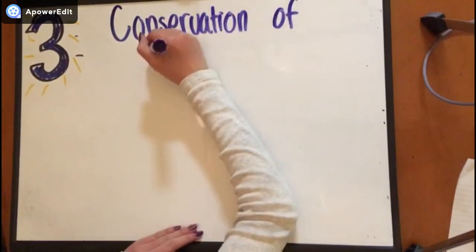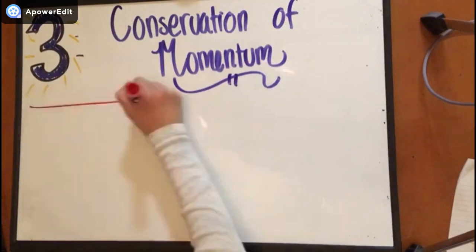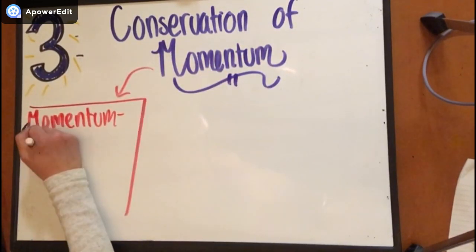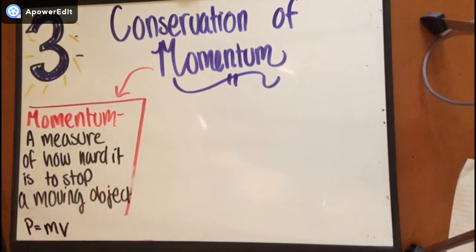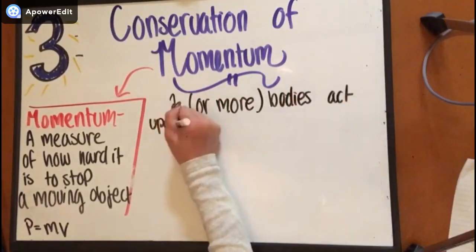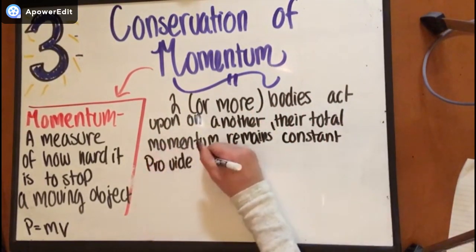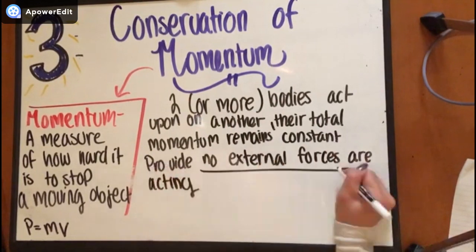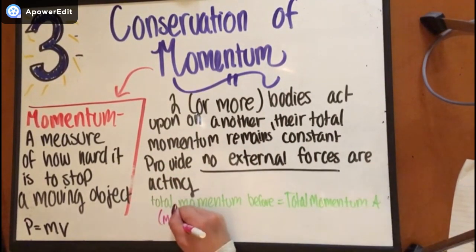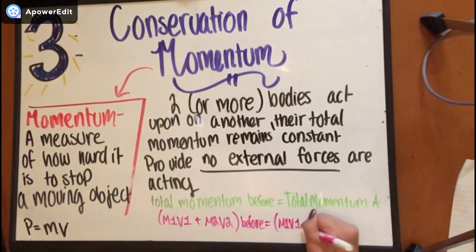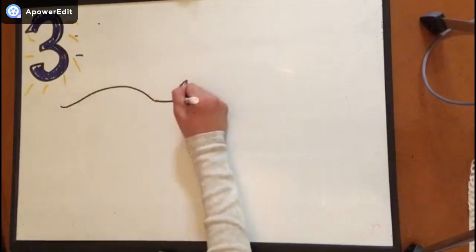A key term in the third law is conservation of momentum. First, let's define momentum, a measurement of how hard it is to stop a moving object, which is momentum equals mass times velocity. The conservation of momentum is when two or more bodies act upon one another. Their total momentum remains constant provided no external forces are acting, which is total momentum before equals total momentum after.